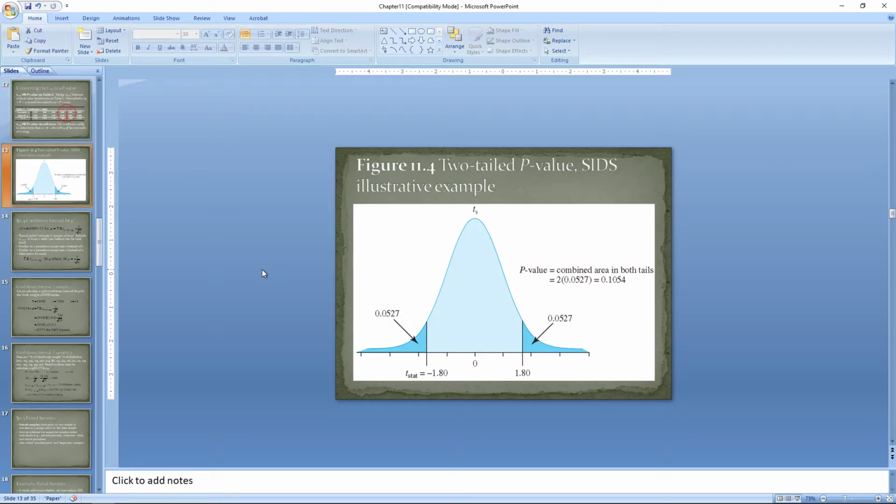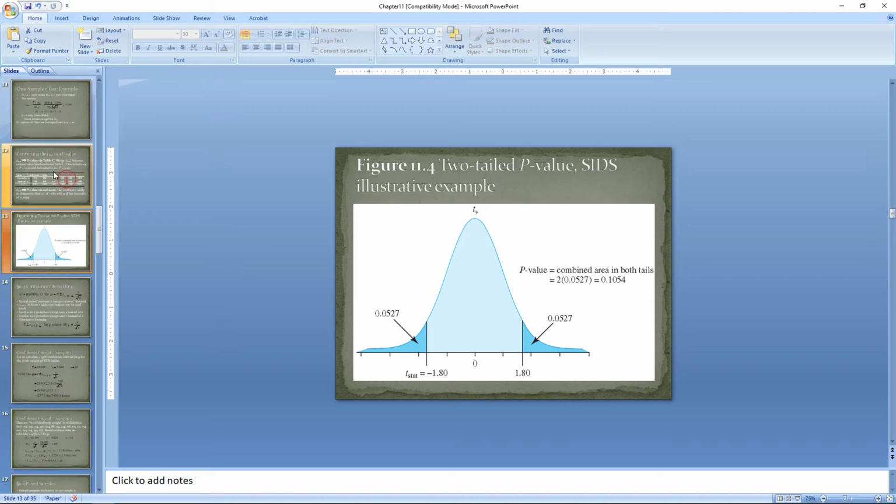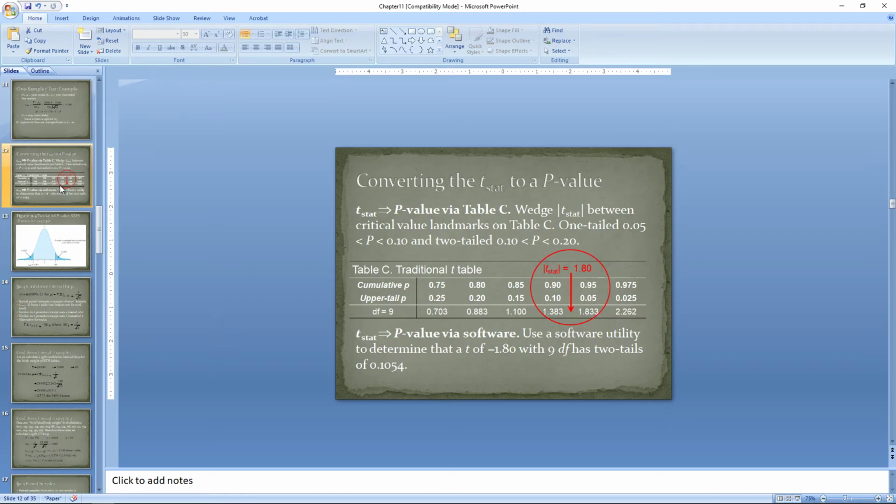And this is just an illustrated example, once again, of the two-tailed p-value for the SIDS test. If you go to your p-value of a combined error in both tails, we get 0.0527 in each tail, for it to equal our 0.1054.